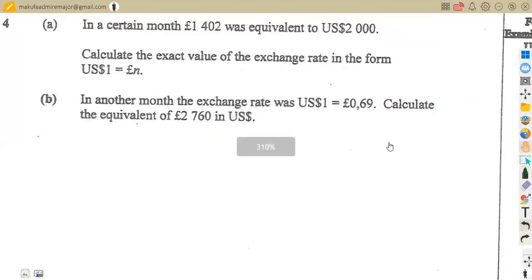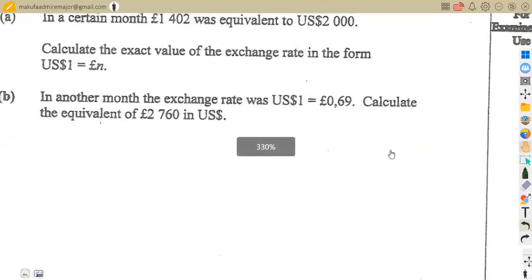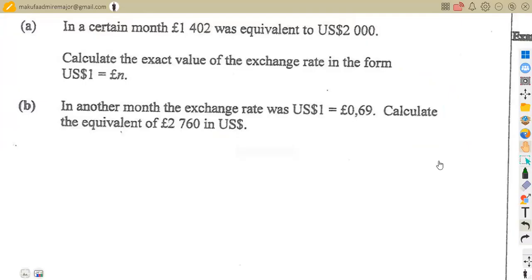All right, so on this one, we are given that in a certain month there was an exchange rate whereby 1,402 pounds was equivalent to 2,000 US dollars. Calculate the equivalent value of the exchange rate in the form of, so take note, we are given the format $1 as to what? In terms of pounds in this case.